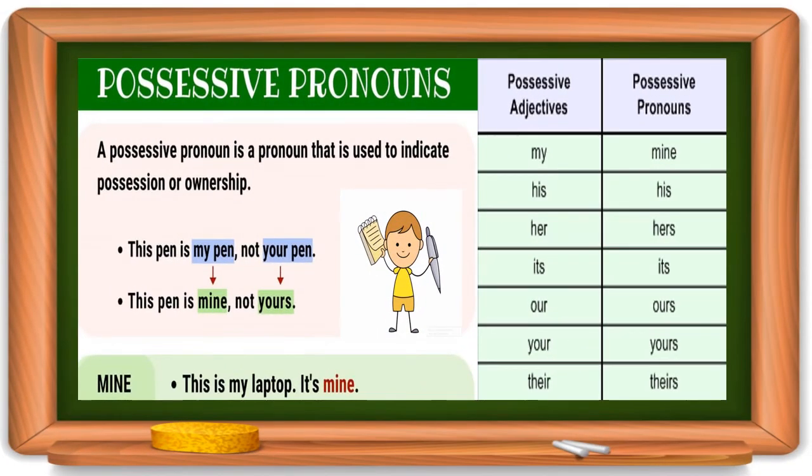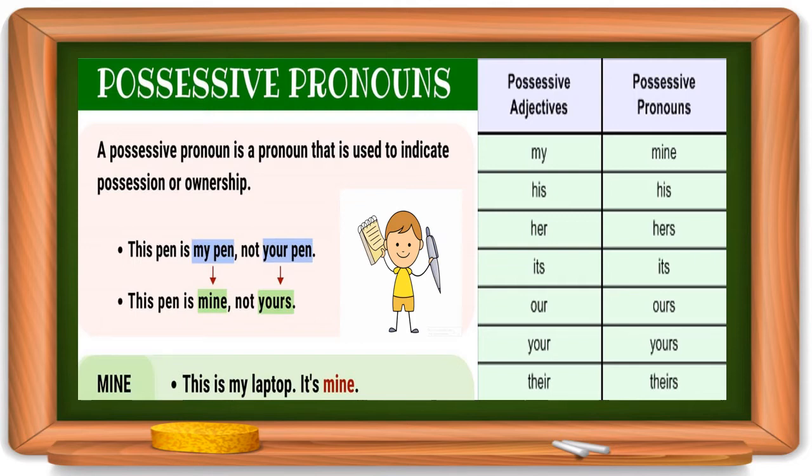Now, let's start the next, that is possessive pronouns. A possessive pronoun is a pronoun that is used to indicate possession or ownership. Here in the examples, this pen is my pen, not your pen. In next sentence, this pen is mine, not yours. Here, mine and yours are going to show the possession or ownership.